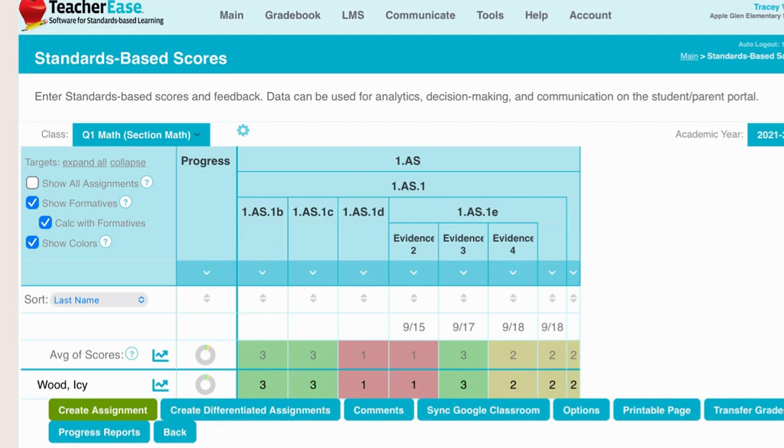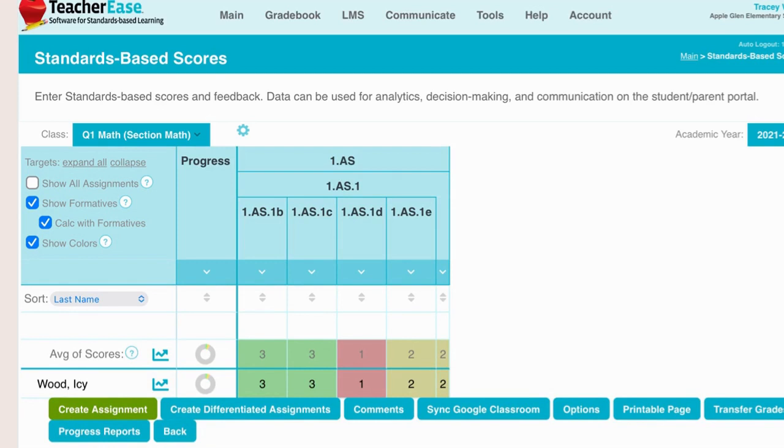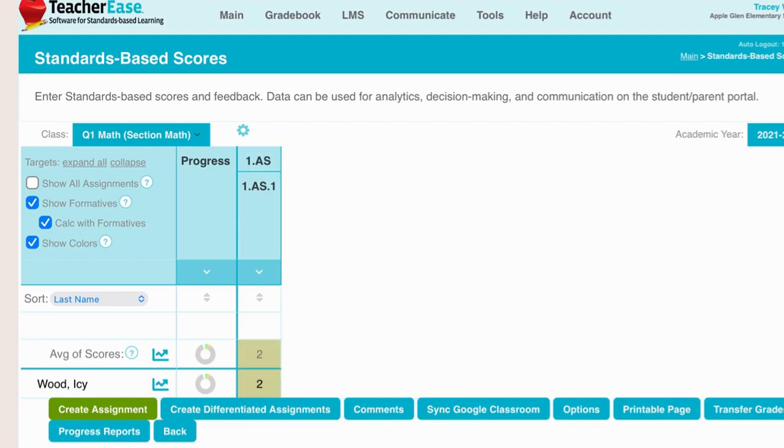There is no mode here, and so TeacherEase uses the most recent piece of evidence as the tiebreaker, and the student is earning a 2 on this learning target. Collapsing that learning target again, you can see the 4 learning targets that are being used to calculate the report card score on this standard. In this case, you can see that 3 out of the 4, more than half, are at a 2 or higher, so the student got a 2 on the report card.